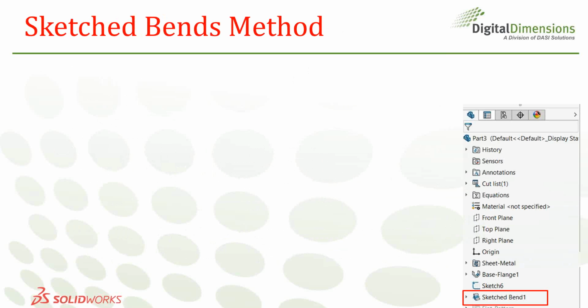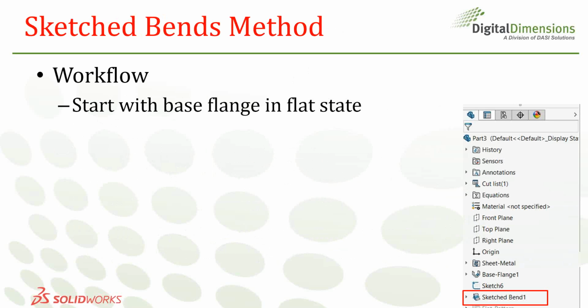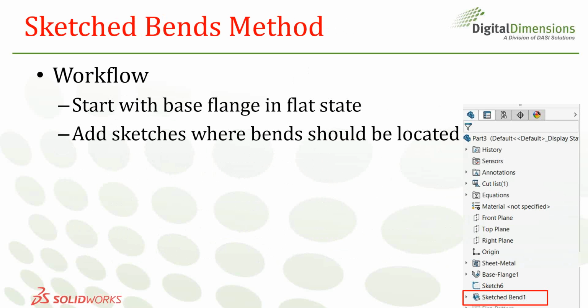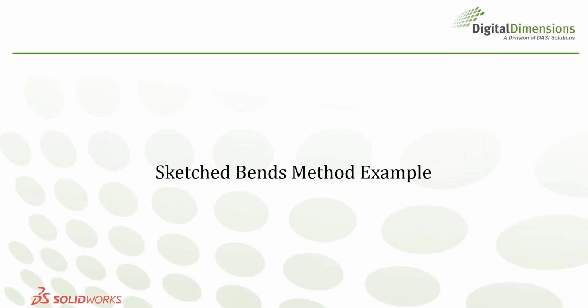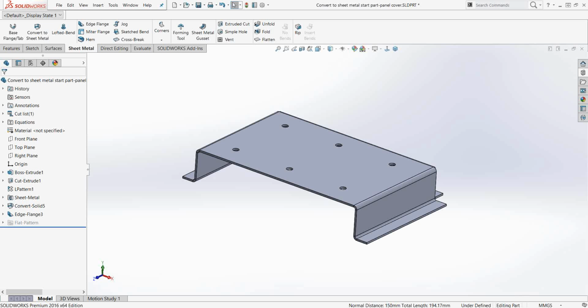So let's look at the last one. The last one's the sketch bend method. This one, probably one of the less used methods, but it has its advantages. So the workflow here is you're just going to start with a base flange in a flat state, pretty simple. And then you're just going to add those sketches where you want your bends to be located, and utilizing the sketch bend tool to create bends.